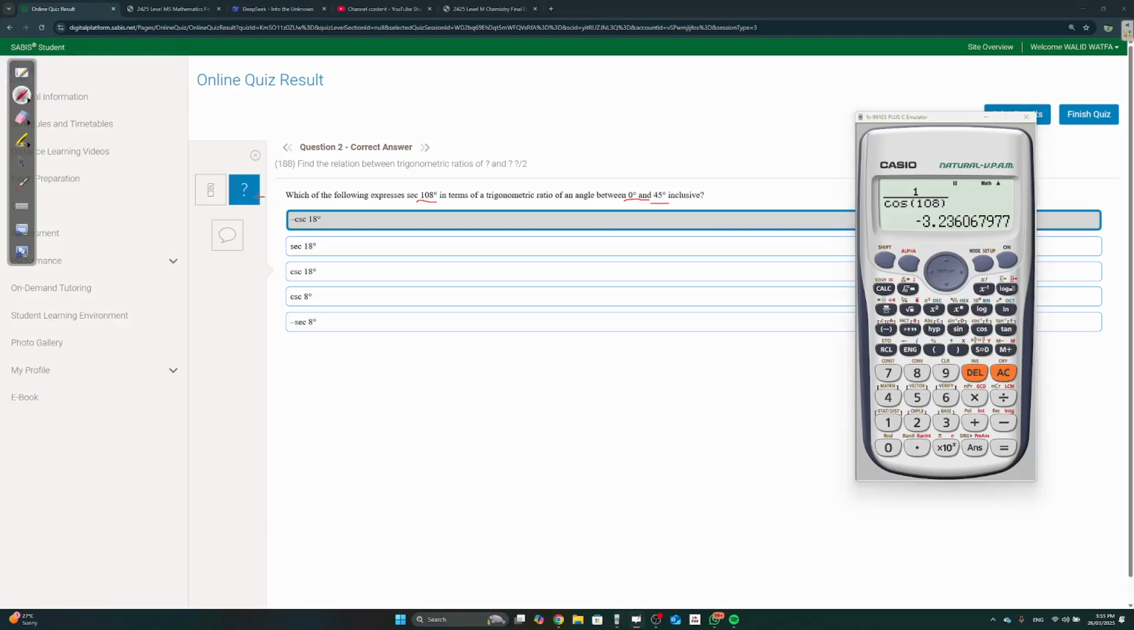Let's see. Minus cosecant 18, so negative 1 over sine 18. Do we get the same value? Yes, we do. So your first answer is correct. Let's check secant 18, which is 1 over cosine 18. No, we don't want that. Cosecant 18, so instead of cosine, sine.